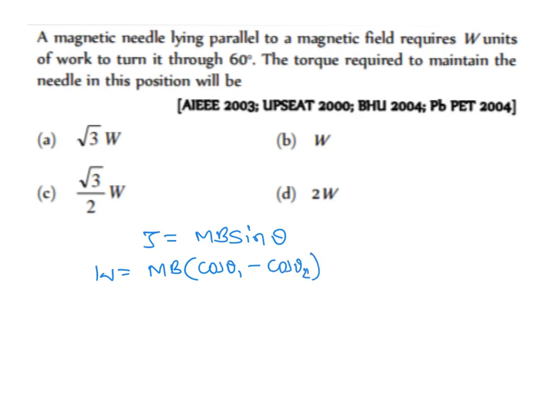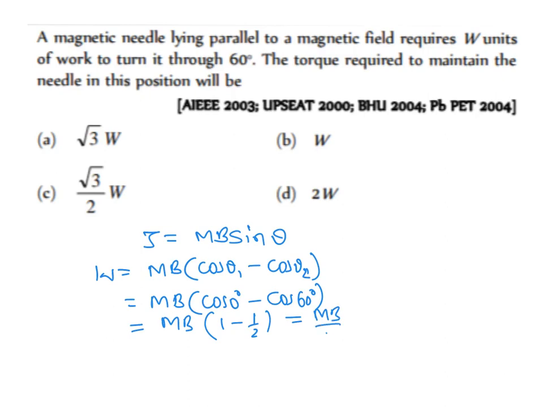Initially the magnetic needle is lying parallel to the magnetic field, correct? So that's the reason why we can take theta 1 equal to 0 degree. That's the reason why m into b into cos 0 degree minus cos theta, where theta is 60 degree, cos 60 degree. Clear? So therefore I will get m into b into 1 minus 1 by 2, that is 1 by 2, that is mb divided by 2. So therefore I can say mb must be equal to 2 times work done.